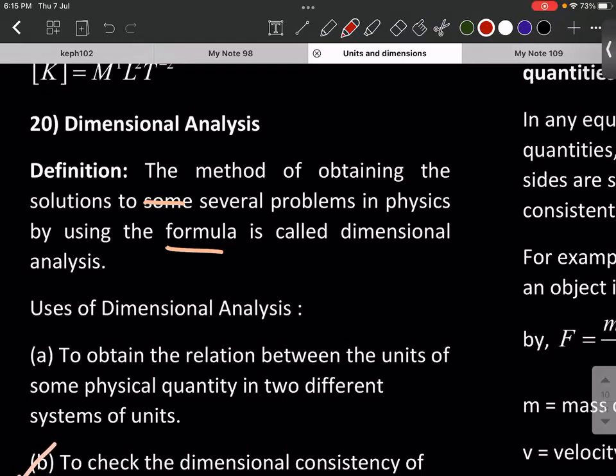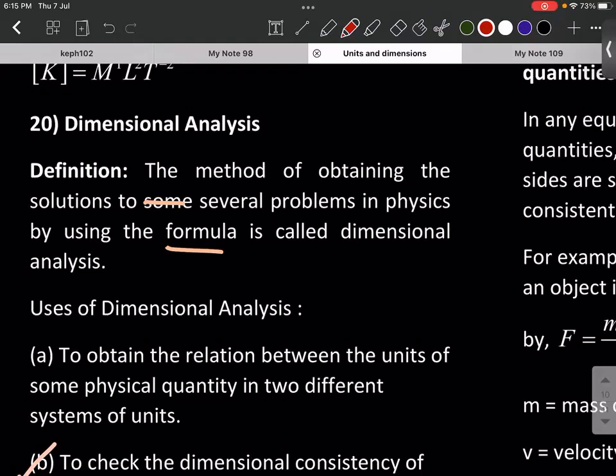As of now, listen to this: to obtain the relation between the units of some physical quantity in two different systems of units. What is the meaning of it? I have a physical quantity for which I know the units in two different systems. Let us take the unit of length itself. In the SI system it is called meter, whereas in the CGS system you call it centimeter. Is there a way where you can connect meter and centimeter?